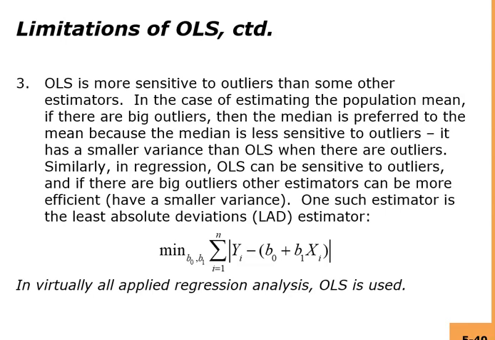Also, OLS is more sensitive to outliers than some other estimators, and if you find that your data set has a lot of outliers, then OLS might not be the best estimator, because the variance of beta 1 hat that you obtain from OLS when you have a lot of outliers will not be the smallest variance. So there might be other estimators out there which will have lower variance than the beta 1 hat obtained through OLS.